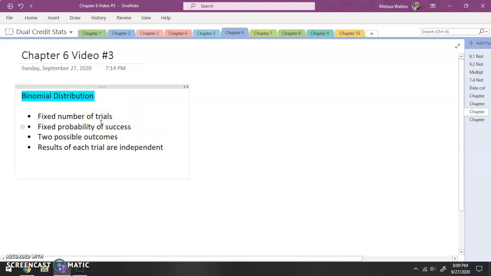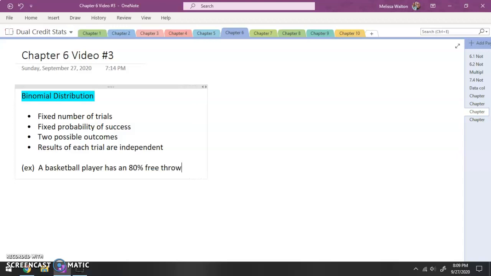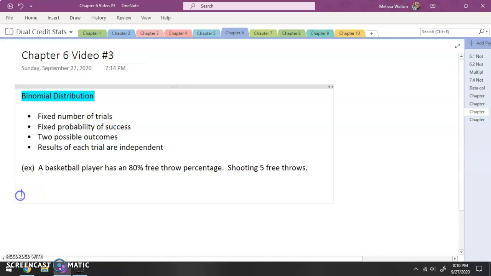Here's the example that I'm going to go with. I'm going to say that a basketball player has an 80% free throw percentage. And I'm going to say that the basketball player at the end of the day has to shoot 5 free throws. Before you leave practice, you've got to shoot 5 free throws. So this player is shooting 5 free throws, and I want to go ahead and describe this distribution.